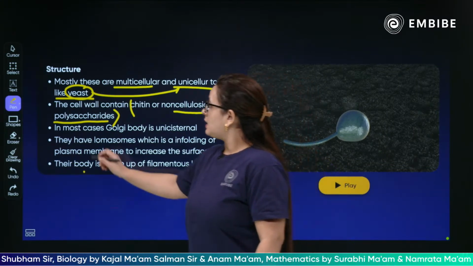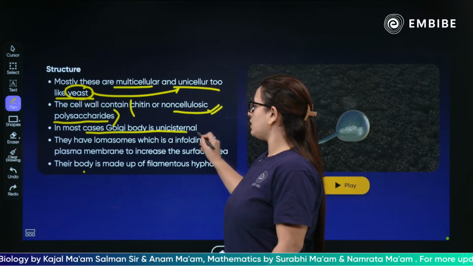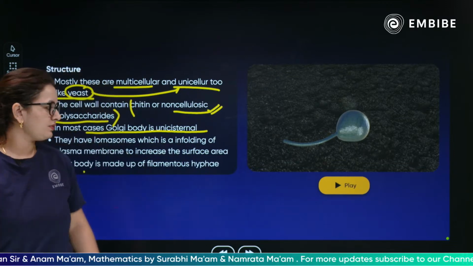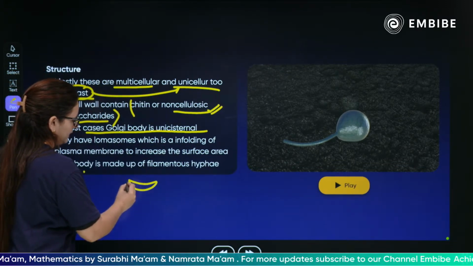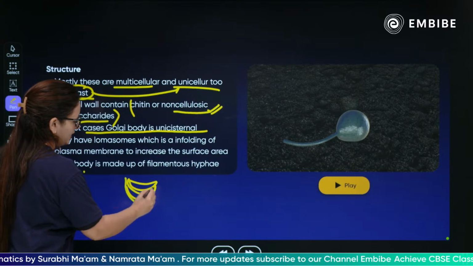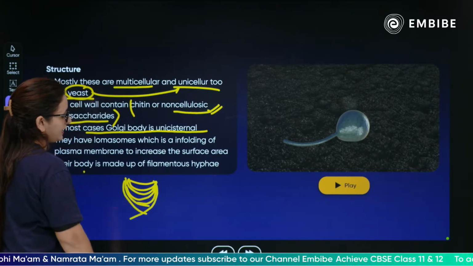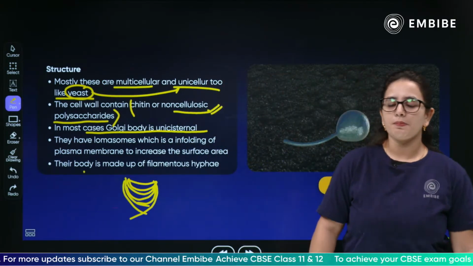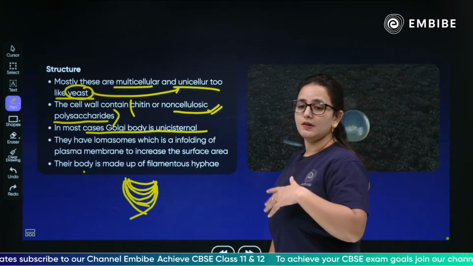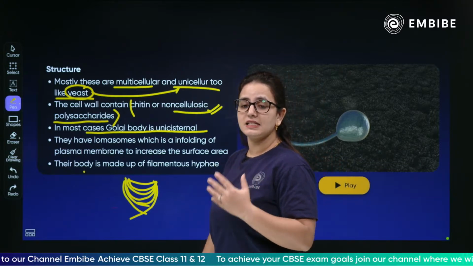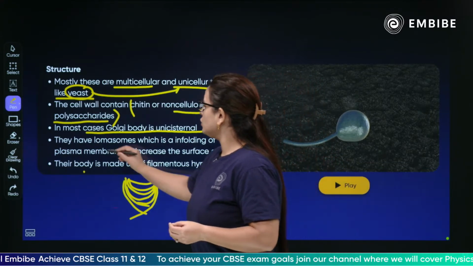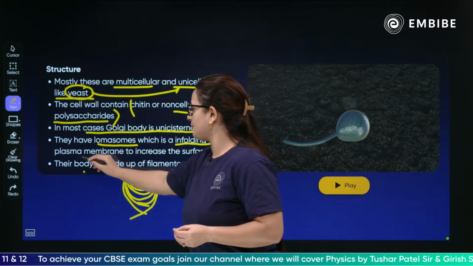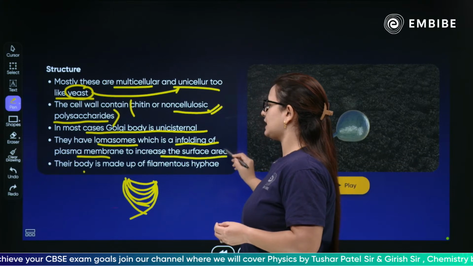In most cases the Golgi body is unicisternal. Cisternae are the flattened sacs of Golgi bodies, so in fungi they might have a single cisterna composing the Golgi body. They also have lomasomes, which are very important: infoldings of the plasma membrane to increase the surface area.